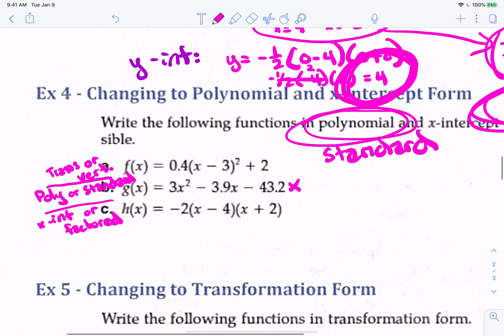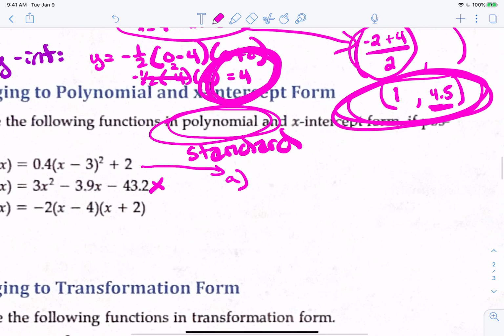Okay, so B. What does that mean for B? We don't have to do anything to B. B is done. Okay, so I'm going to put A over here. We're going to change A to standard form. 0.4 times x minus 3 squared plus 2. Okay? All we have to do to this thing is get it in standard form and just put it in descending order. So x squared, x, number. That's what I have to start with on part A. What do I do first?